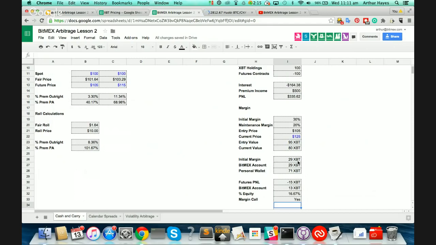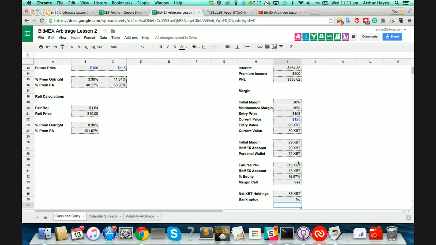Now, one of the best facets of these inverse contracts when it comes to cash and carry arbitrage is, let's say that you placed all of your Bitcoin in your BitMEX account versus your futures contracts. So now you have 100 Bitcoin in your BitMEX account, nothing in your personal wallet. Now let's assume that the price goes to 1,000.